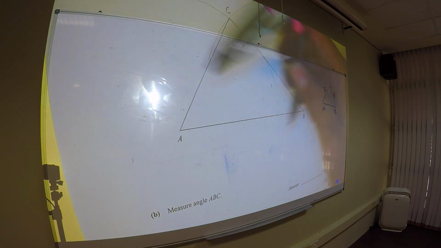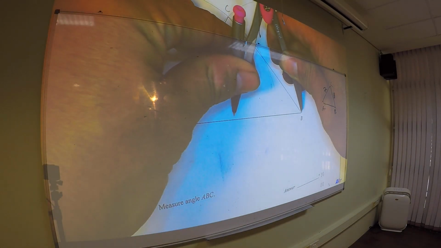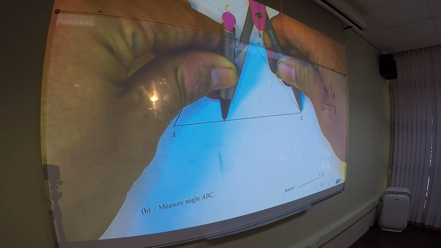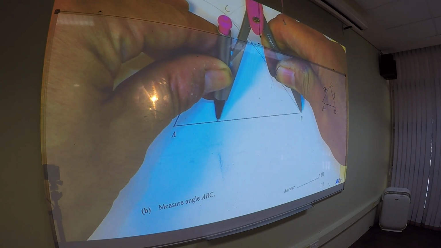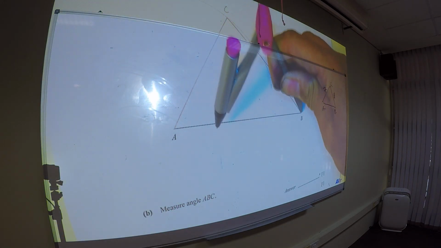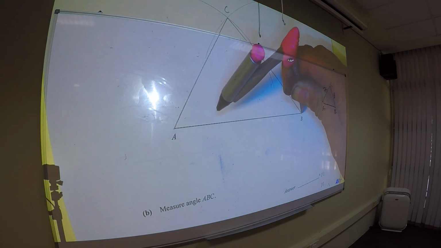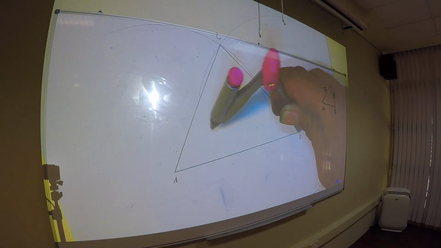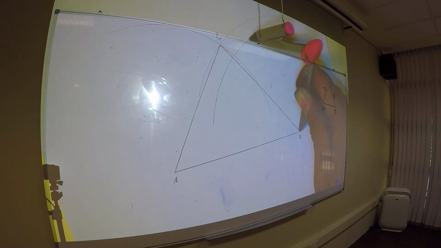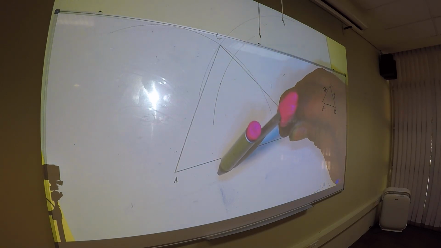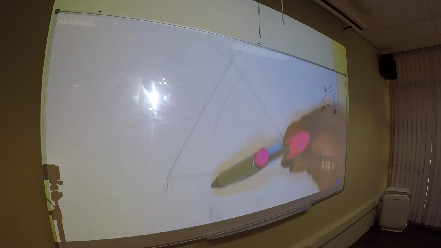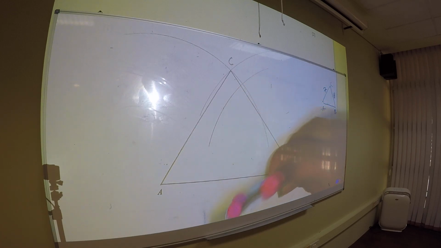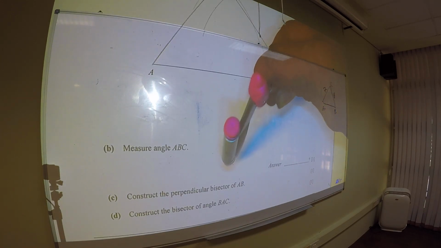You can set your compass to a distance. You put one end at B. It should be more than half of AB. Okay? So it can be like that. Then you put one end at one side already, you draw an arc on top of AB, here, and then you draw an arc below AB.